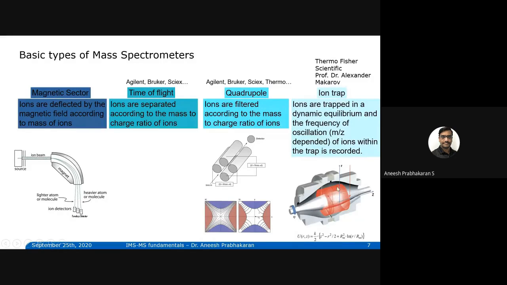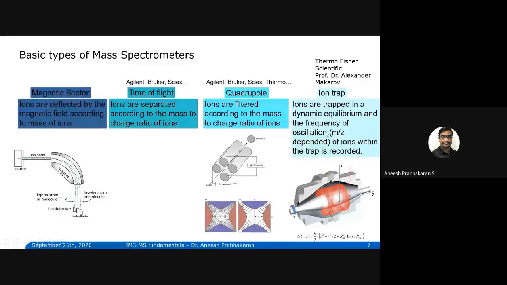Here, the ions circulate around this rod and oscillate up and down. The oscillation frequency depends upon mass to charge ratio. Then they take the induced current from this metal surface and use the Fourier transform technique to convert it into the real mass to charge ratio.